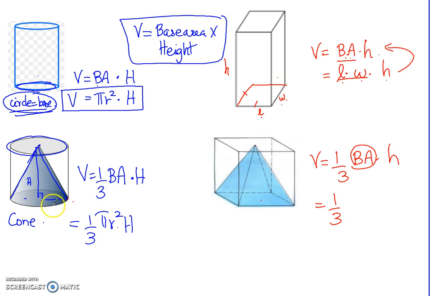Like in the cone, the base was a circle, so the base area was pi r squared. Here the base is either a square sometimes, or a rectangle sometimes, or a triangle sometimes. It could be anything other than a circle. So let's say for an example sake, this is length times width. So this becomes 1/3 length times width times height.